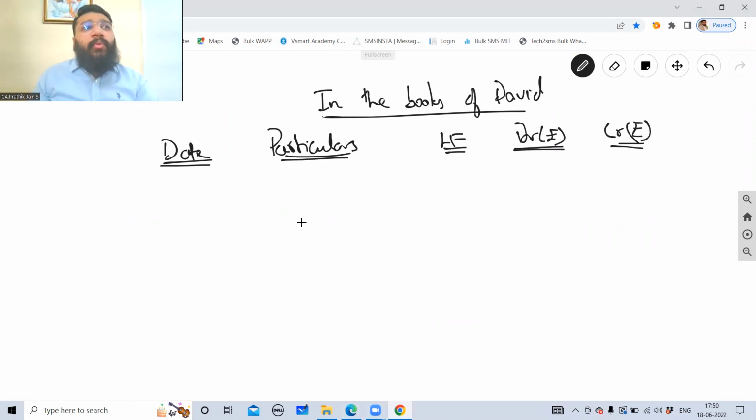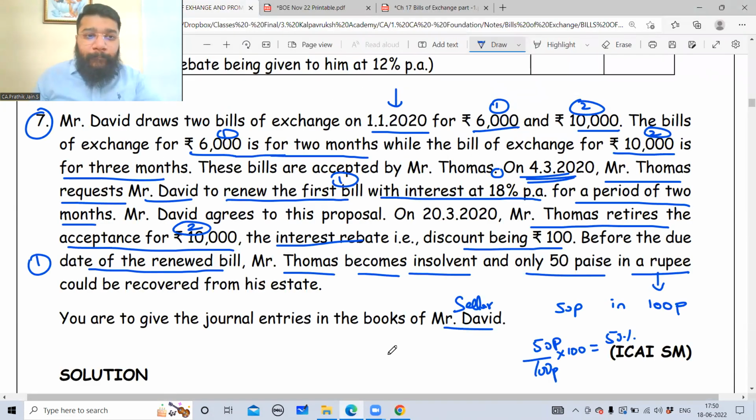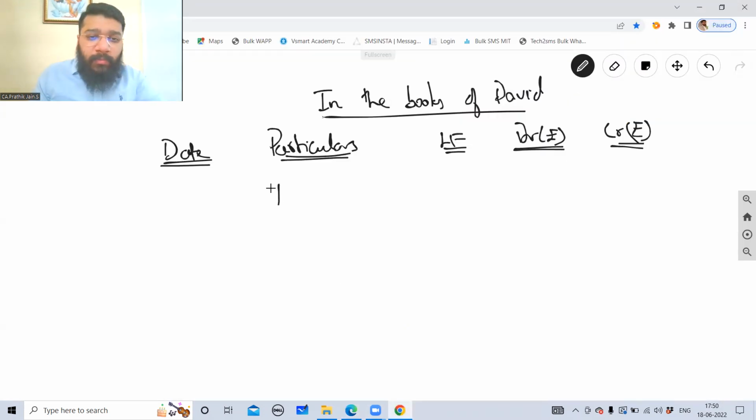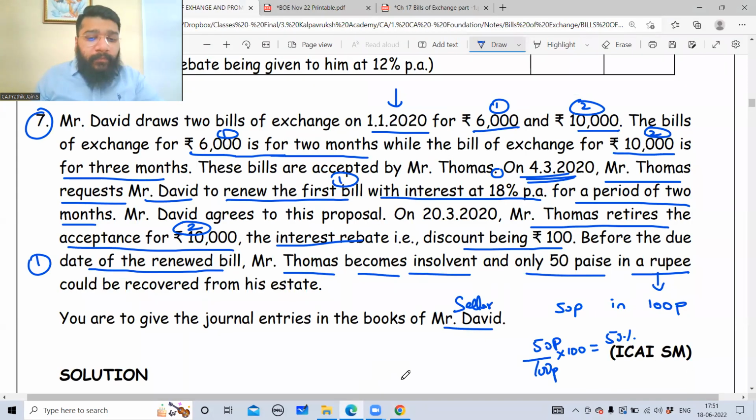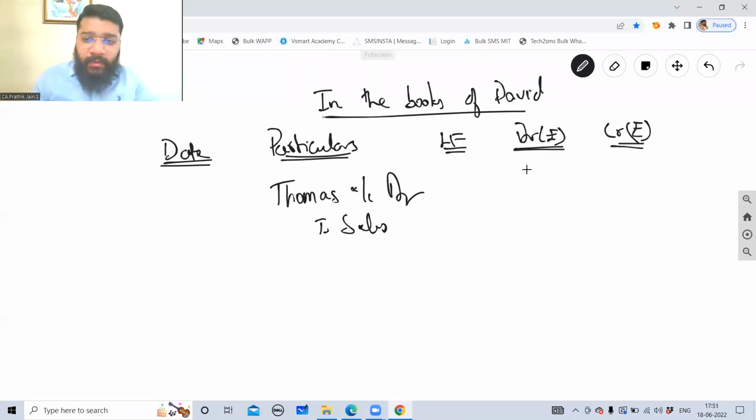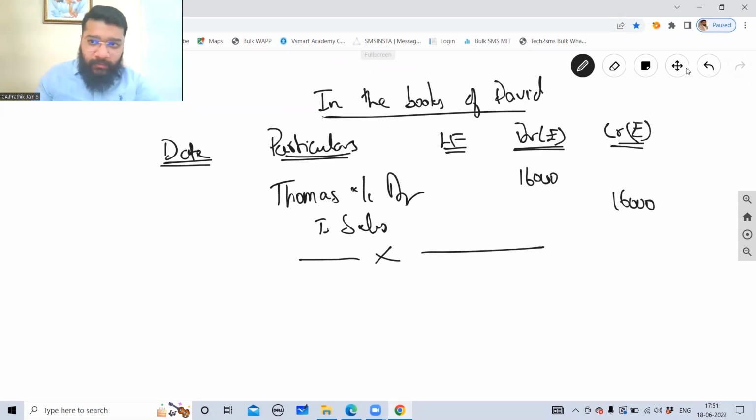So the first entry I'm only doing for namesake. The entry is Thomas. Thomas is the debtor, right? So Thomas account debit to sales. This is only for knowledge. What is the total sale value? 16,000 rupees, 10,000 plus 6,000. This entry is not required, guys. This is only for your knowledge.